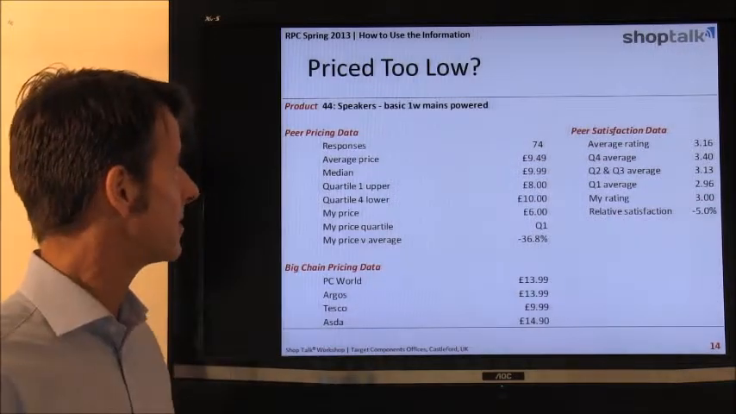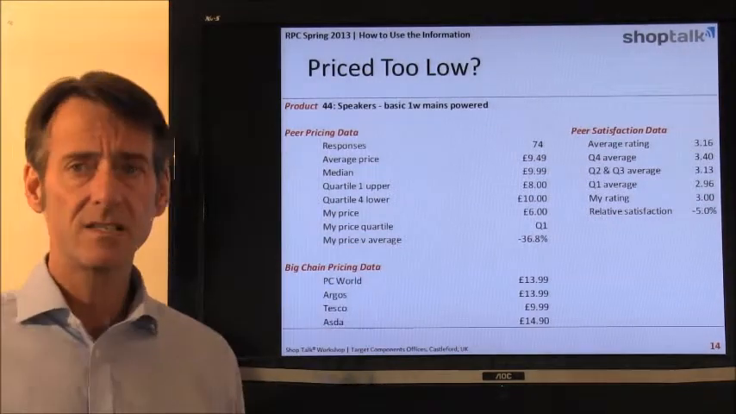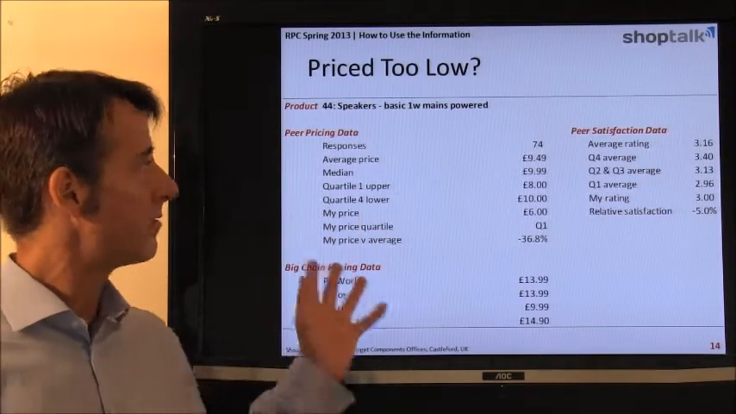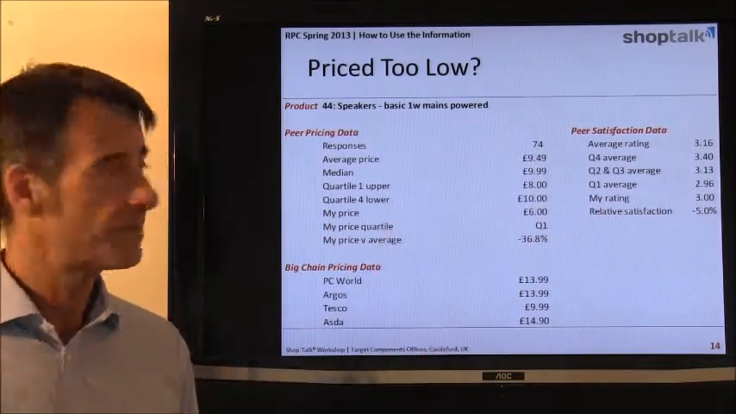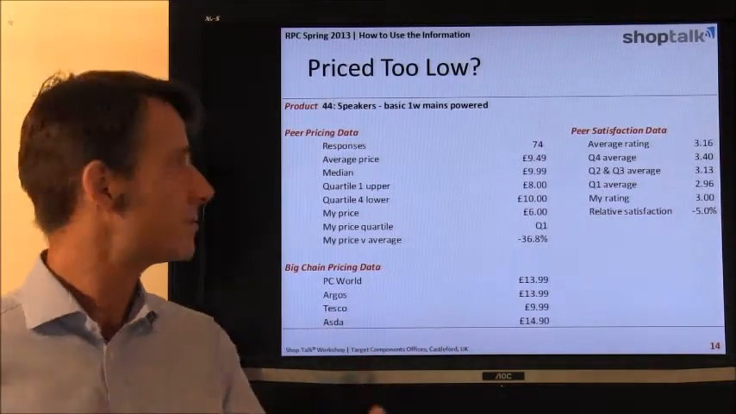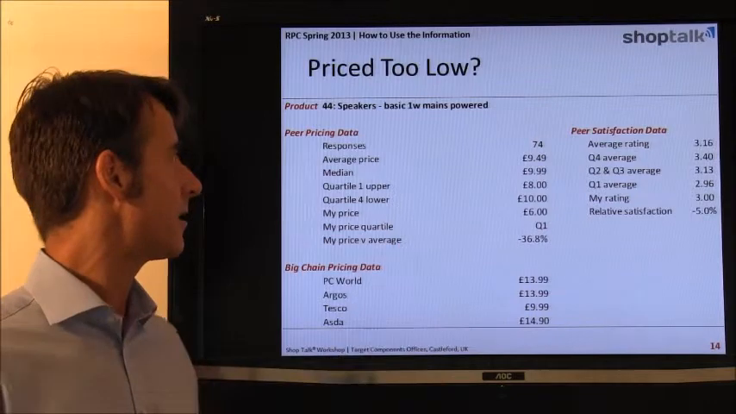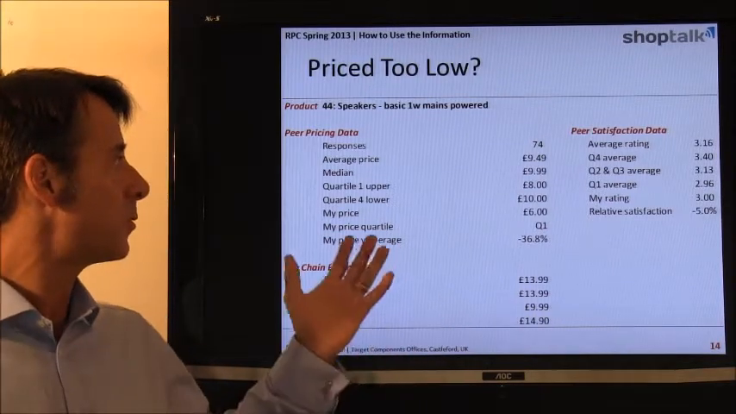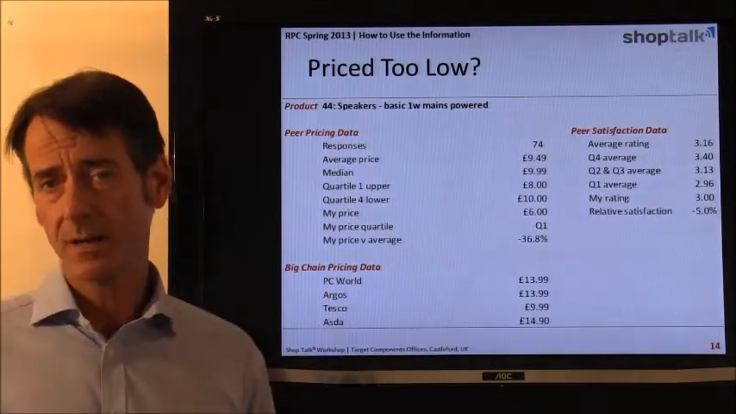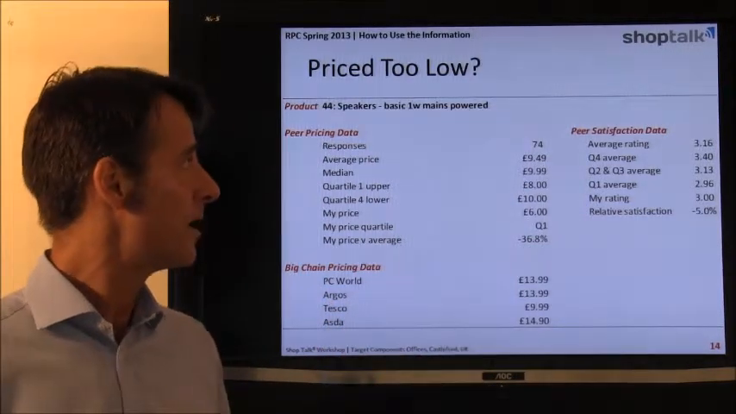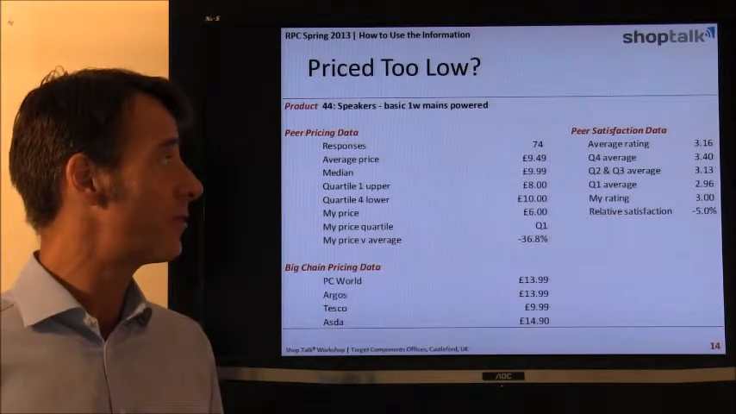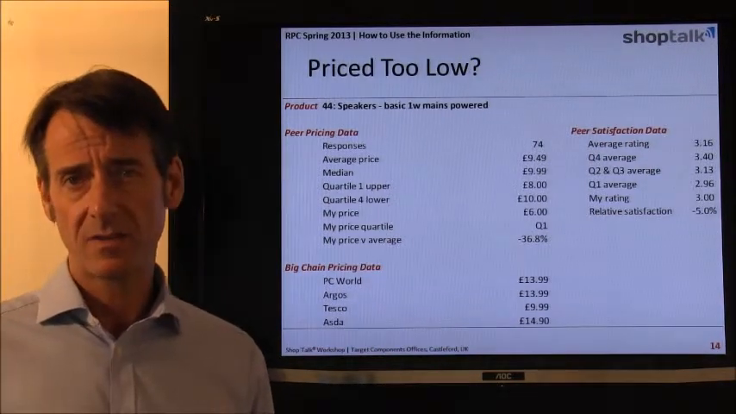So this is the product in question: a set of basic speakers, 1 watt mains powered speakers. All the information that's in the report is just planted there. The number of responses, 74 people have answered, so that's a good response rate. The average price of £9.49, a median of £9.99, a quartile 1 upper of 8, a quartile 4 lower of 10. My price happens to be 6. Average satisfaction rating 3.16, Q4 average 3.4. You can read the numbers for yourself.